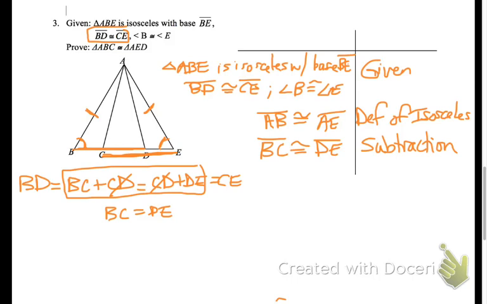So now we've got side AB is congruent to side AE. We know that angles B and E are congruent, and now we just showed segment BC is congruent to segment DE. So that's enough for triangle ABC to be congruent to triangle AED. And we know that by side angle side.